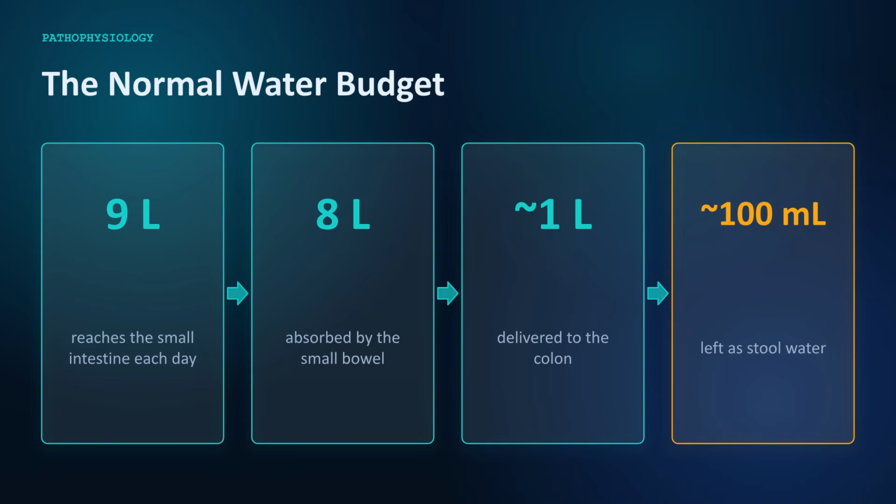Now notice the margin. The colon can absorb several extra liters if it has to. So diarrhea means either an enormous solute load or the absorbing machinery itself has failed. Put another way, the colon has a very large reserve, which is why it takes a real disease process to overwhelm it and produce chronic diarrhea.